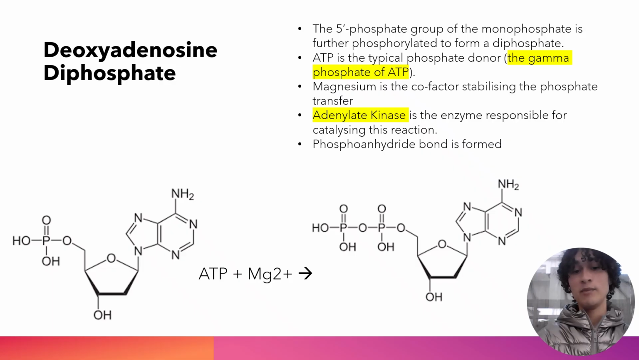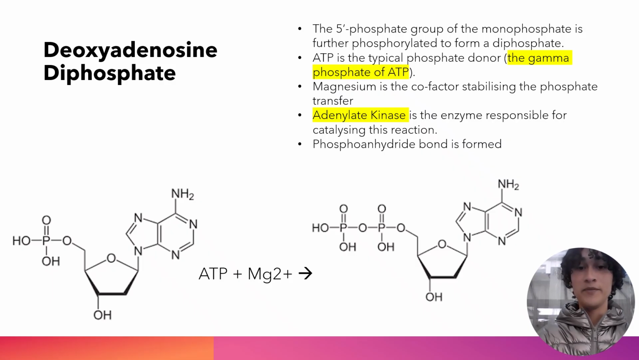We need some kind of stabilizer, and that's where magnesium comes in. With the help of adenylate kinase, that phosphate group is transferred, and the deoxyadenosine monophosphate becomes phosphorylated to deoxyadenosine diphosphate. ADP, adenosine diphosphate, is a byproduct to be expected because adenosine triphosphate has just lost a phosphate group, so it becomes a diphosphate.